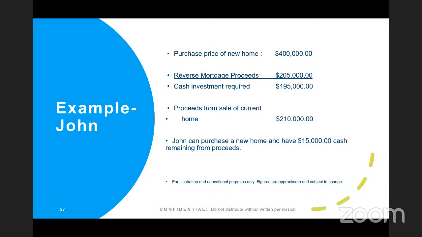So John can purchase this new home. He will not have the obligation of a monthly mortgage payment, and he can have $15,000 cash remaining from the proceeds from his previous home, right? He had $210,000 in proceeds, but he only needed to use $195,000. So John can now age in place in a home that better meets his needs.